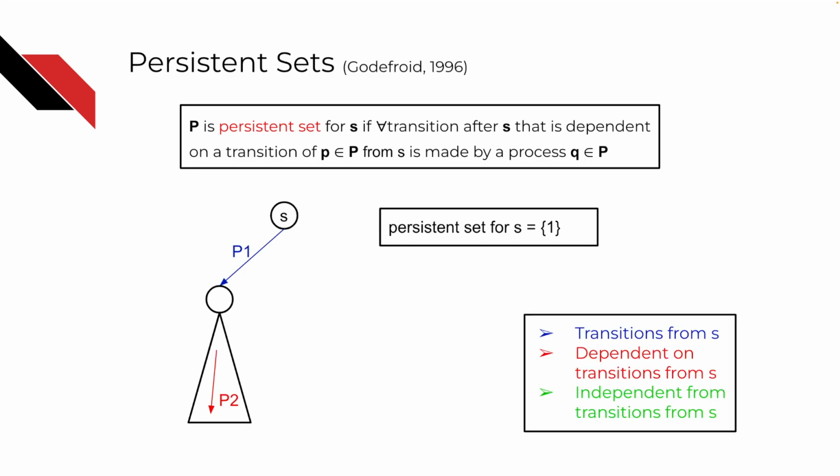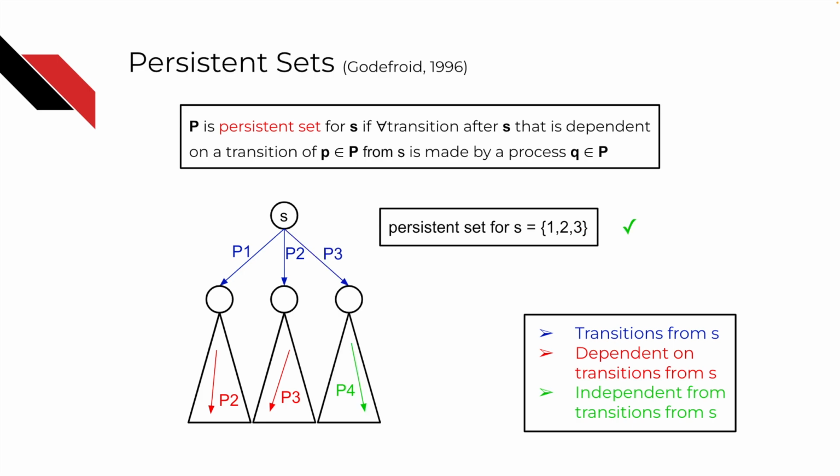So, to make it clear, let's go over an example and assume that we want to define a persistent set of S that contains process 1. In that case, we need to explore the subgraph that is reached after executing the blue transition of process 1. Due to the red transition of process 2 in the subgraph, process 2 must be in the persistent set as well. With the same intuition, we need to explore the subgraph after the blue transition of process 2 as well. Again, because of the red transition of process 3 in the subgraph, process 3 will be in the persistent set too. But when we explore the subgraph after the blue transition of process 3, as we don't see any other transition that is dependent, the persistent set is achieved.